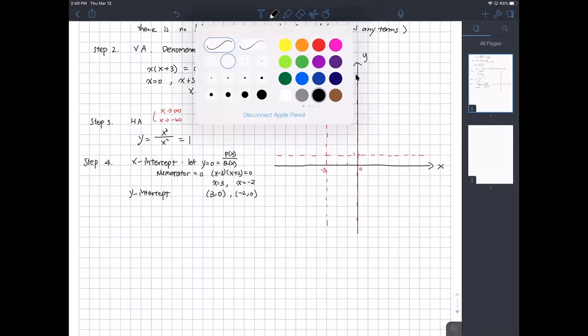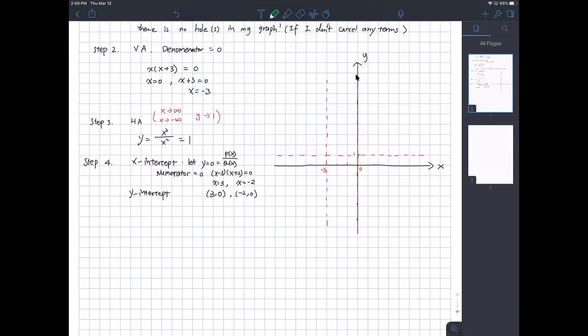Let me use another color. I'll do (3, 0), so 1, 2, 3 right here. This is going to be my x-intercept. And then (negative 2, 0) is going to be my other x-intercept.